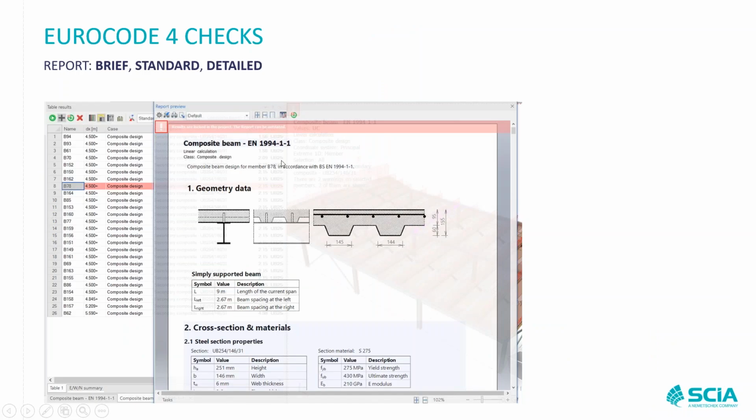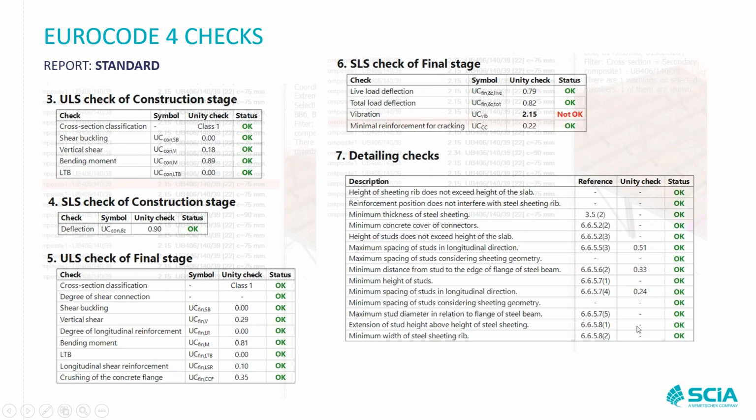Eurocode 4 checks. I showed you how to use table results to get result per beam easily. And also here I showed you what checks we are doing for ULS, for SLS, construction stage, and final stage. I forgot to mention the detailing checks. So here, for example, you can see that the sheeting rib is not above the height of the slab. That's important. Or, for example, that you have enough spacing.